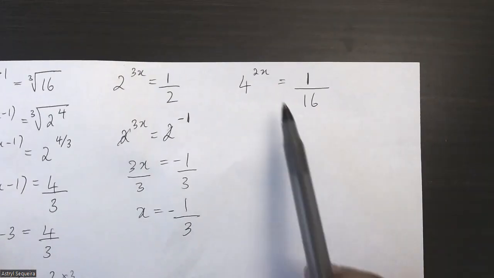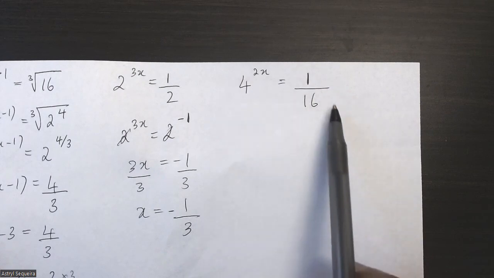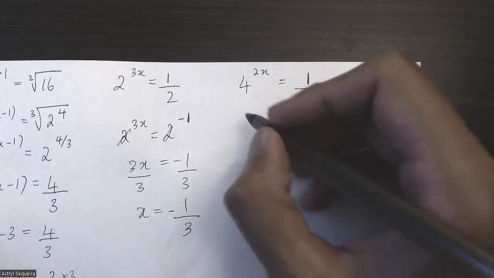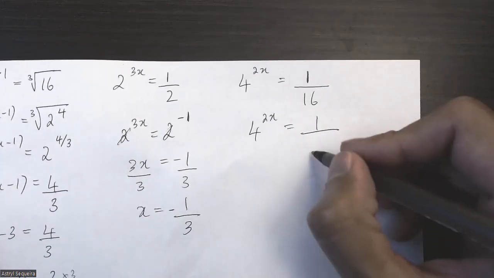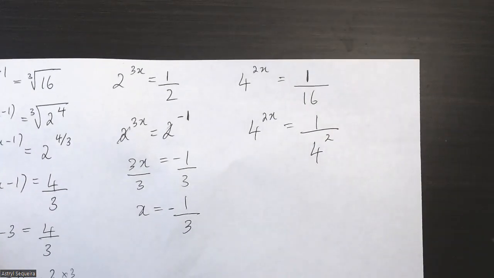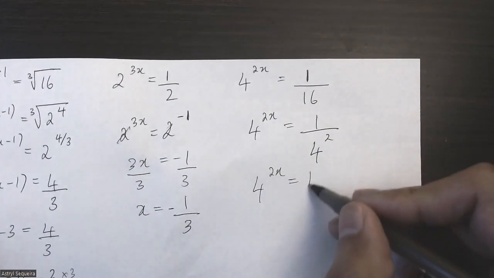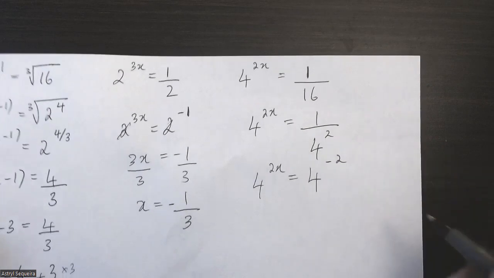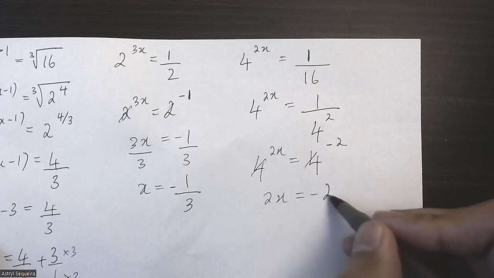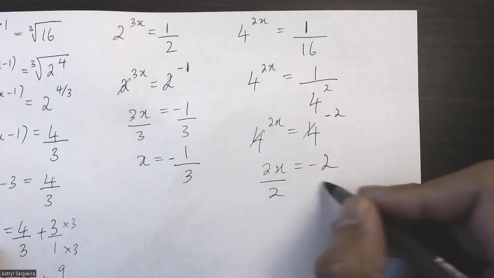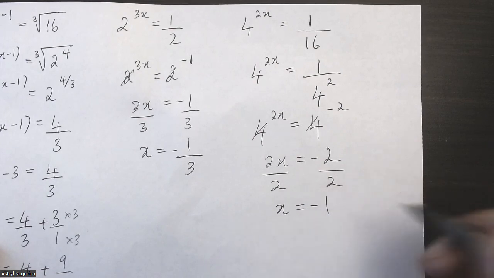And last question over here, best common base to use between these two is 4. You could use 2 as well, but 2 would be a bit harder. So I'm just going to stick with using a base of 4 because that works. I'll first convert the 16 to 4 squared, and then I'll move this to the top. So it's going to become -2. Then I cancel my bases. So 2x equals -2. And then I'm going to divide both sides by 2. So final solution is just x equals -1.